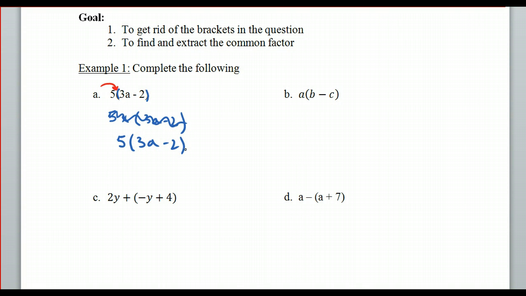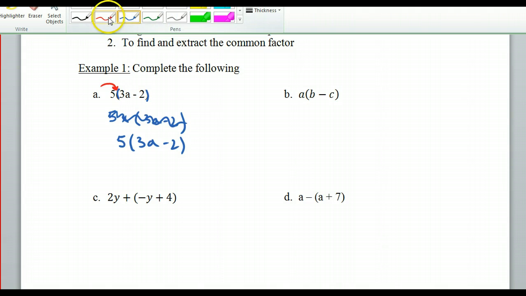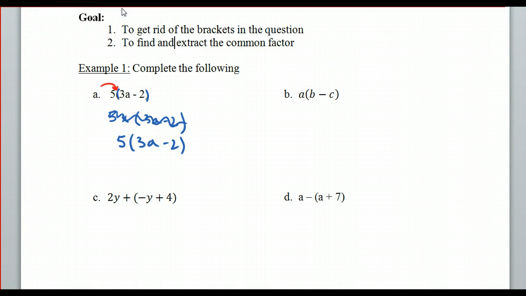Okay, now the next thing is, because it's multiplication, I have to multiply everything in the bracket with my 5. Okay, and to do that, I'm going to use my arrows that are going to help me figure this out. So here's an arrow between the 5 and the 3a, and the 5 and the negative 2. So what that tells me is that I need to multiply this 5 with both of these terms inside the bracket. So let's go ahead and do that.